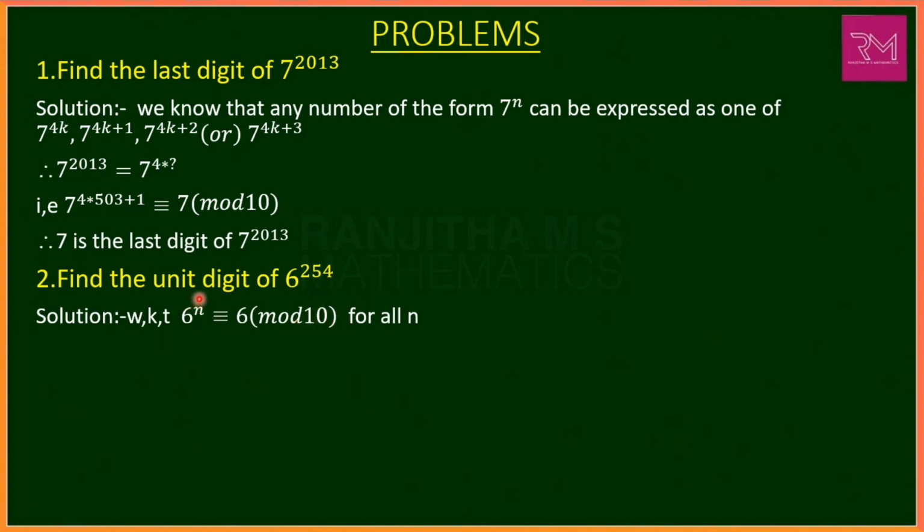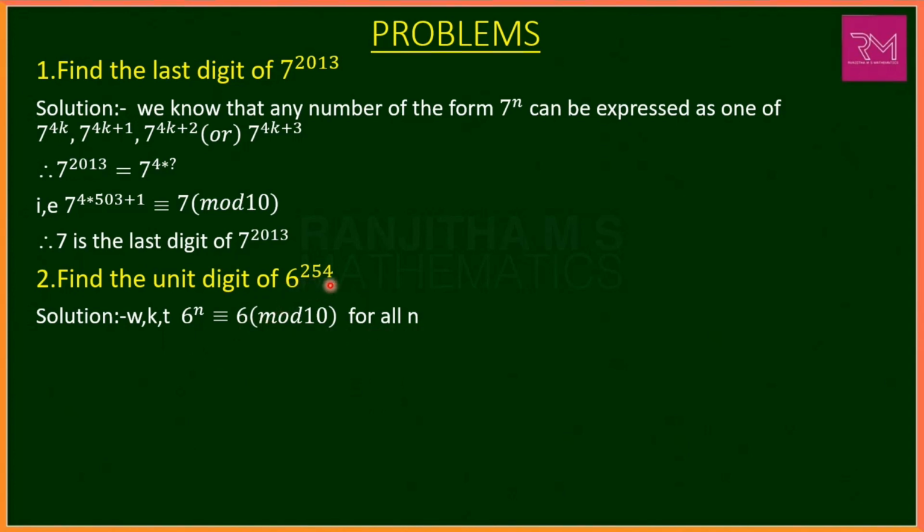If we take this value as 2, we get 6 square, that is 36, which is congruent to 6 modulo 10, that is 10 divides 36 minus 6, which is 30. Therefore this satisfies for all the values of n. So we can take 6 power n is congruent to 6 modulo 10 for all values of n.